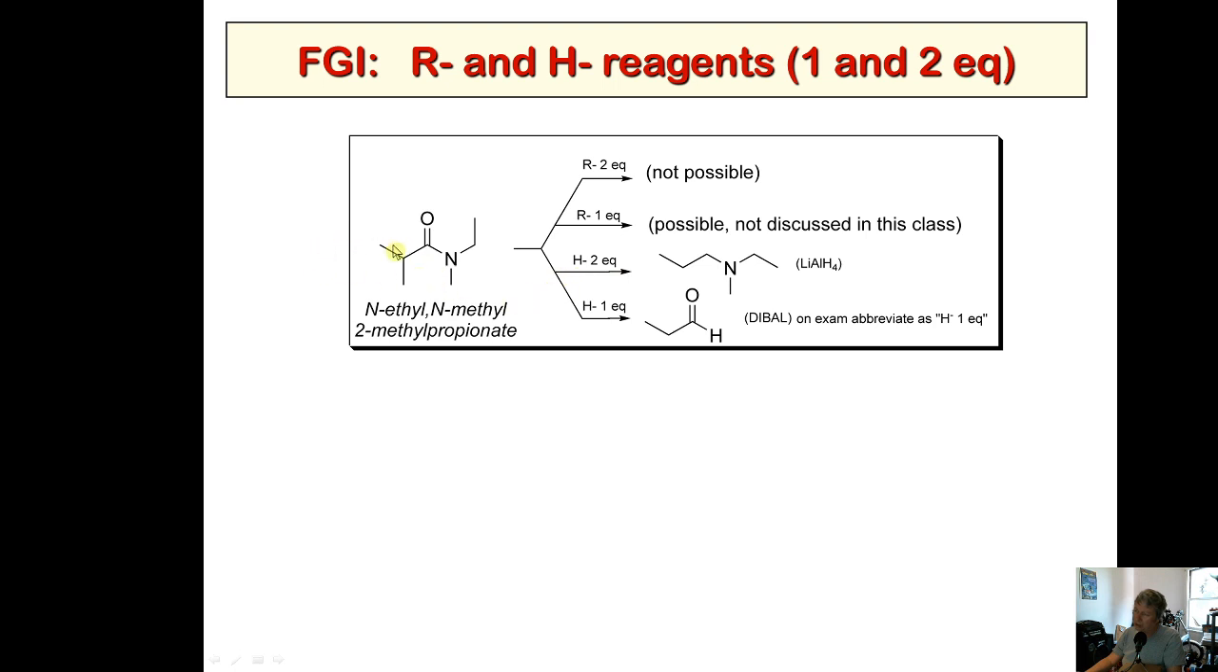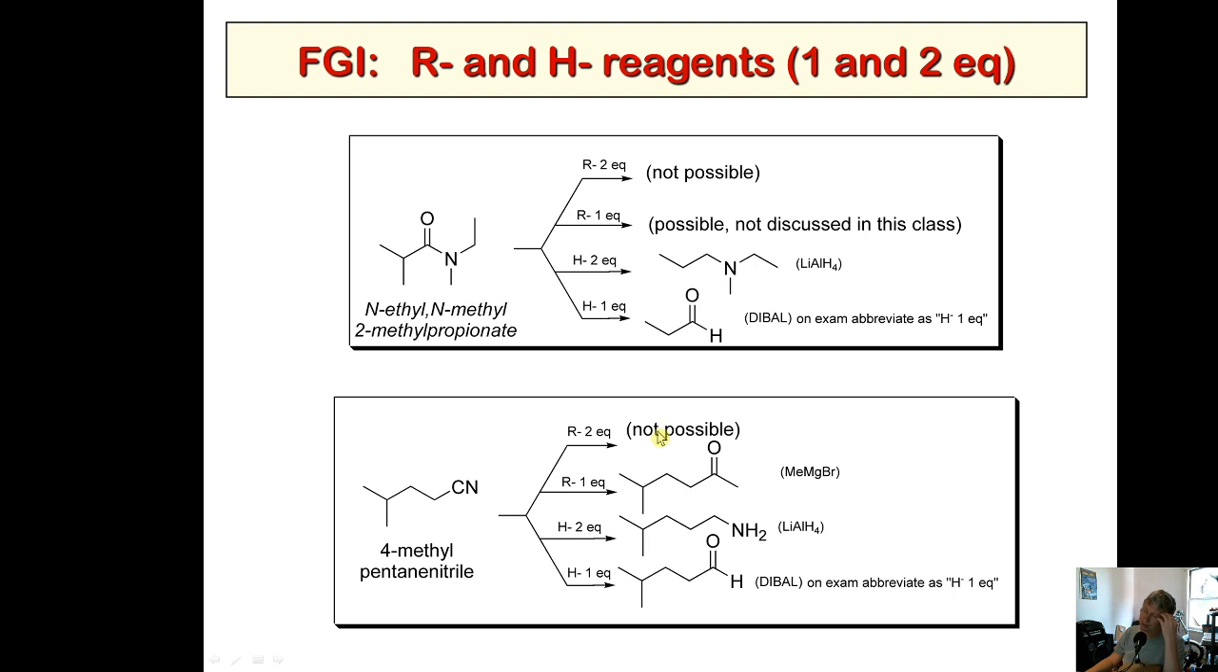Remember, you can make an amide and reduce the amide to the amine. But we also learned about DIBAL, and DIBAL wipes away the amine. H minus 1 equivalent, DIBAL. In this case, it's kind of like the hydrogen attacks, electrons go up, electrons go down, kicks off the amine, and you get left with an aldehyde. Okay? Yeah.